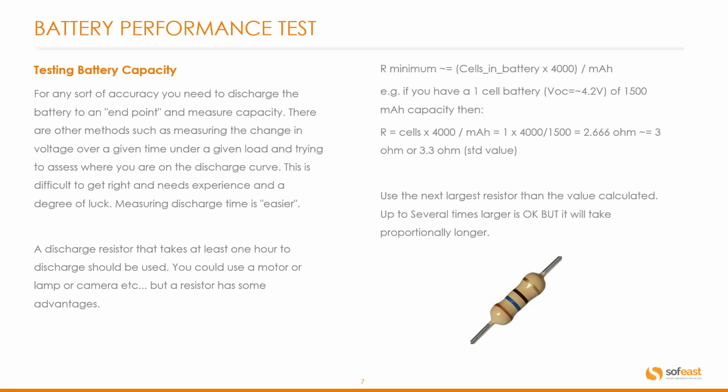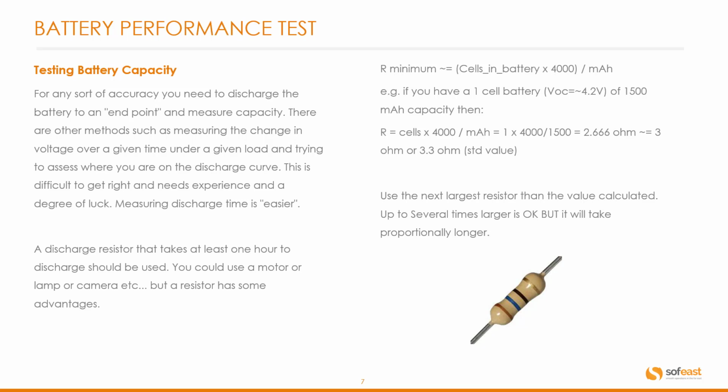For any sort of accuracy, you need to discharge the battery to an endpoint and measure capacity. There are other methods such as measuring the change in voltage over a given time under a given load and trying to assess where you are on a discharge curve, but this is difficult to get right and needs experience and a degree of luck. Measuring discharge time is a lot easier.